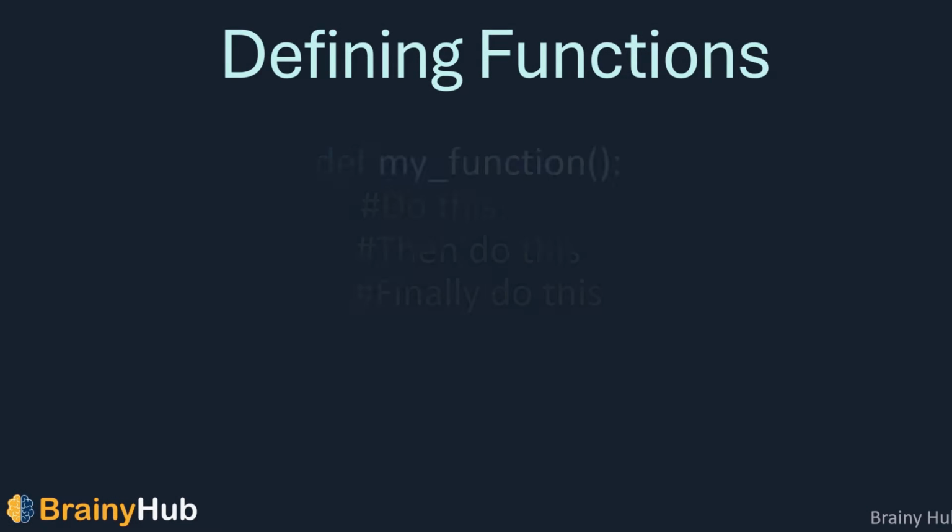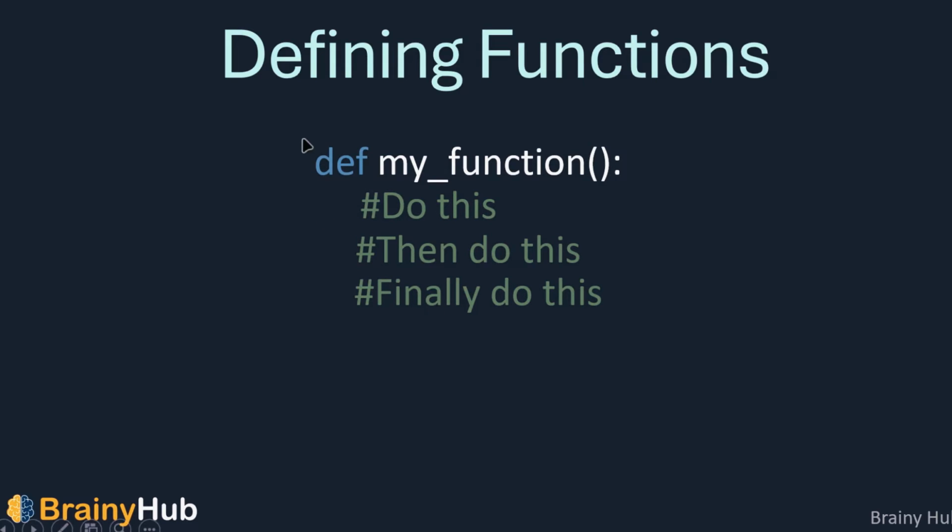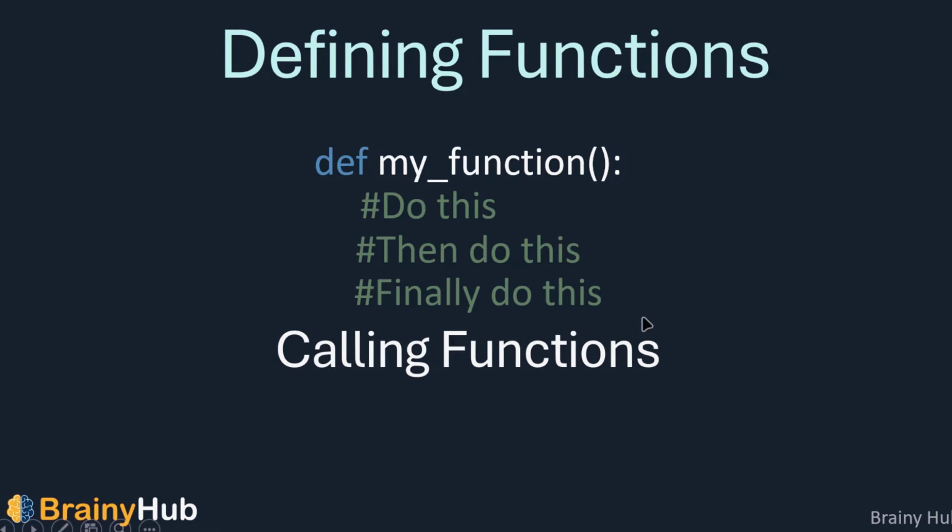So to define a function, we first have to use the def keyword, then the name of the function, which is in this case my function. Then we can just give it instructions like do this, then do this, and finally do this. And to call the function, all we have to do is write the name followed by an opening parenthesis and a closing parenthesis.